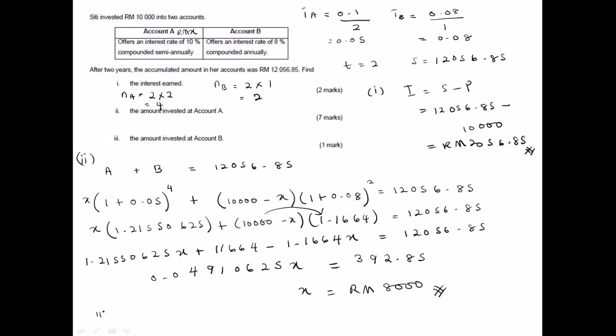For question 3, amount invested in account B, the total is 10,000, minus account A 8,000. Balance is RM2,000. Okay, 2,000 in account B.